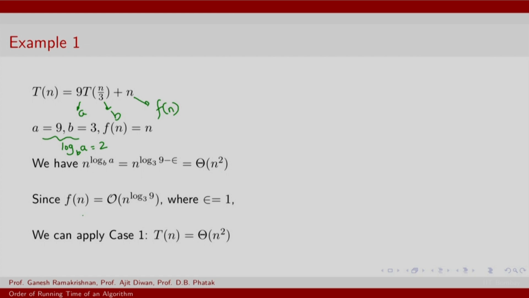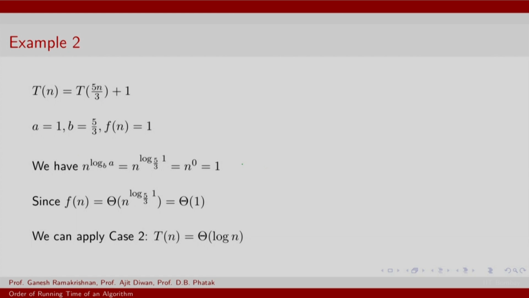So since f(n) is big O of n raised to log to the base 3 of 9 minus epsilon, where epsilon is 1, we can apply case 1 to find that T(n) is theta n square. So what we have here is n raised to log to the base b of a actually dominates.